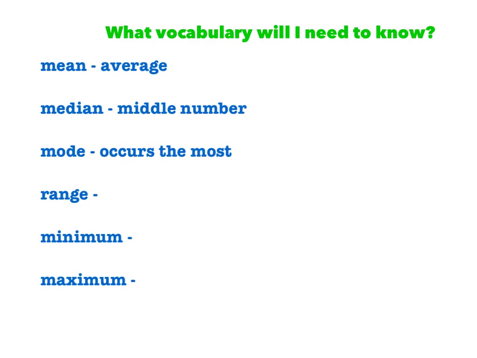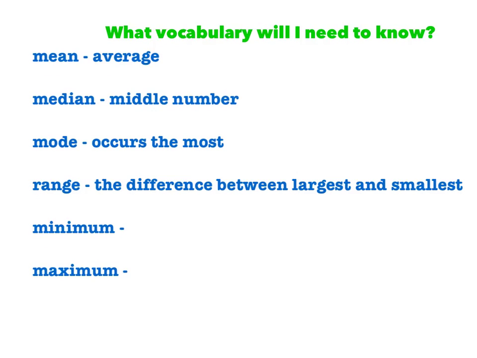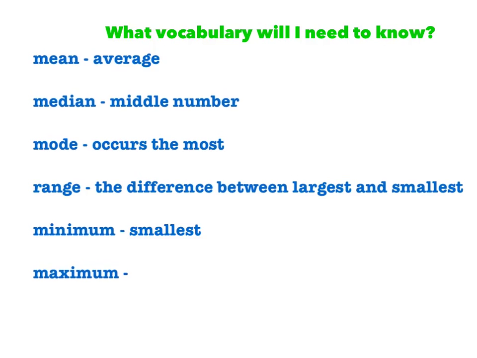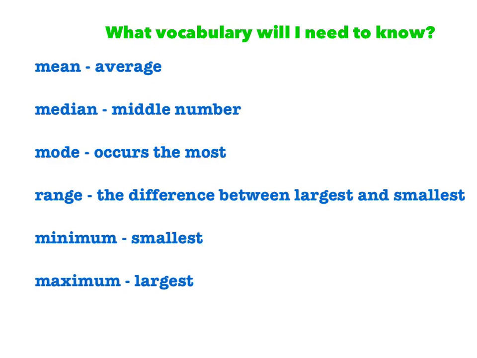The mode. The mode is the number that occurs the most. Mode and most sound a lot alike. The range. The range is the difference between the largest and the smallest numbers. The minimum is your smallest value, and the maximum is the largest value.